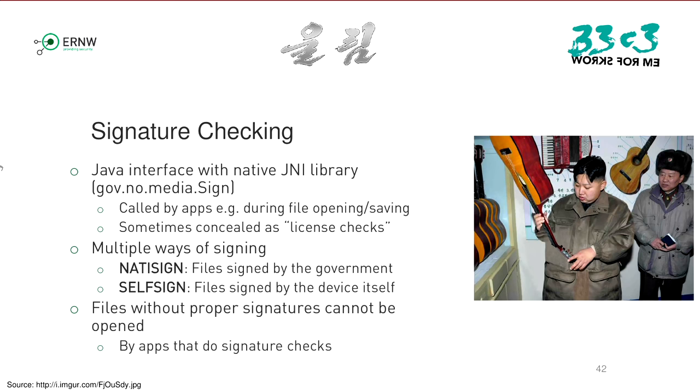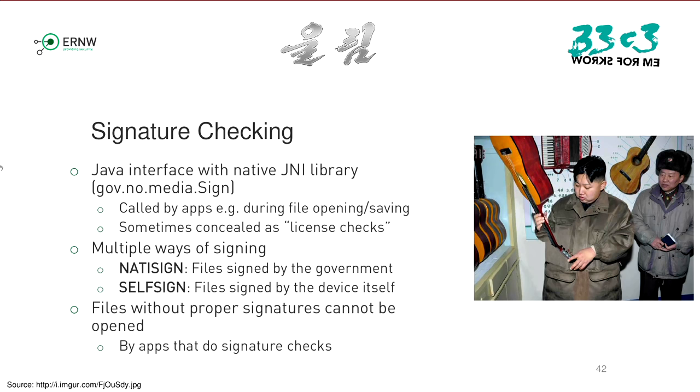When you're opening a file, it's basically doing some license checks. So the functions are more or less concealed, like license checks when you're opening files or when you're saving files, then they are in the background calling these functions in those native libraries.